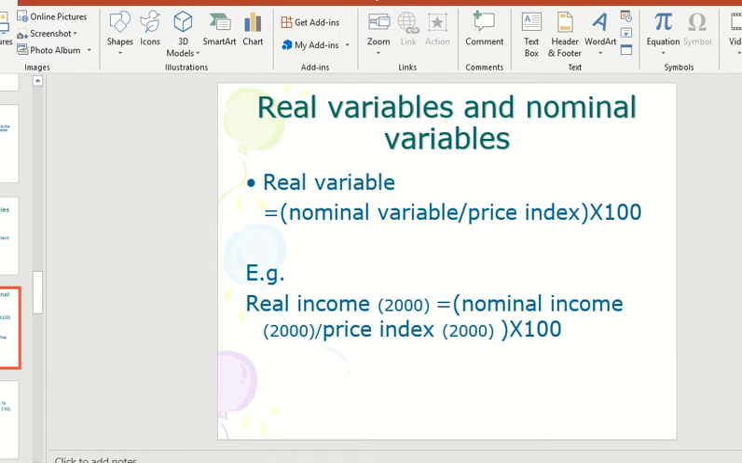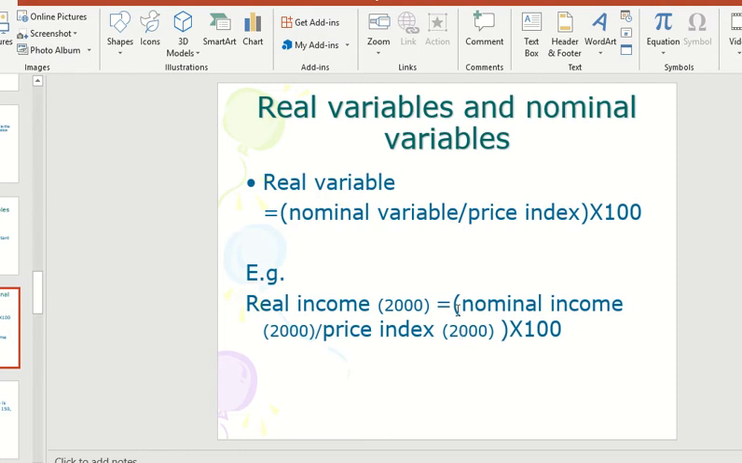So if you have a nominal variable, which is what we usually observe, we usually run into in our daily life, and we want to convert it into a real variable, we would take the nominal variable and divide it by the price index, and then normalize it. Normalize means you want to make it easier to interpret, easier to maneuver. So you normalize it by multiplying by 100. So that's how we get the real variable.